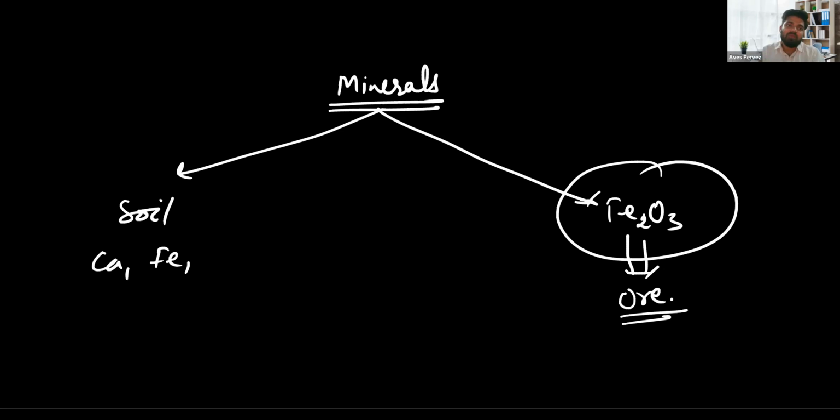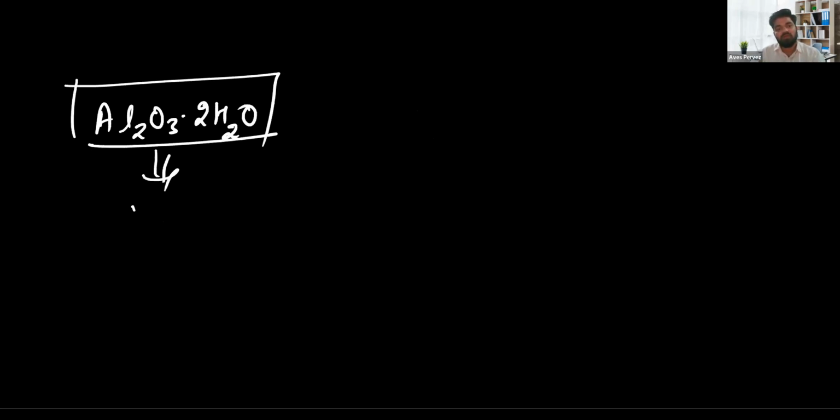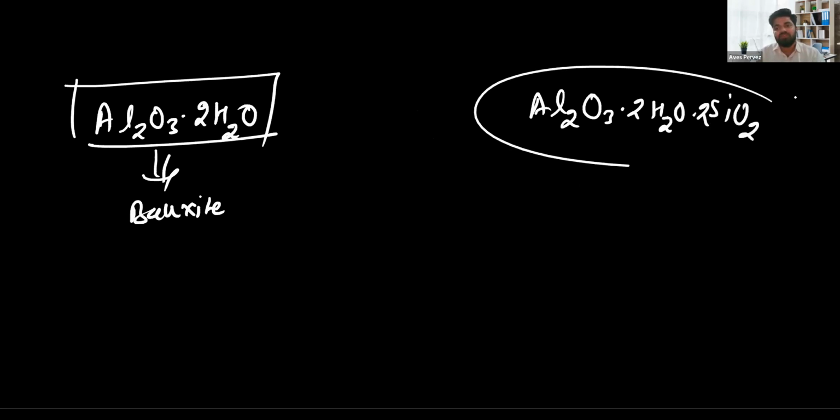Okay, similarly, if I'm going to have this example, Al2O3.2H2O is an ore. This is bauxite. And the second one is Al2O3.2H2O.2SiO2, which is China clay. Sorry, this one is bauxite, and this is okay.